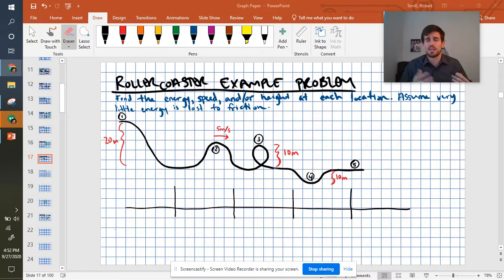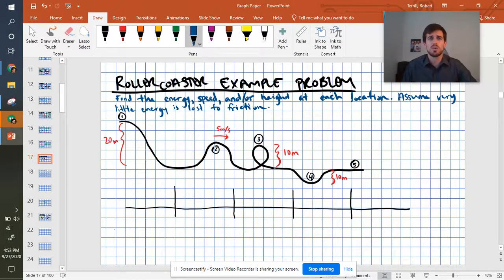So with that done, I can now start looking at the types of energy. I have changes in height here, and we can assume that we're also going to have changes in speed. Changes of height mean gravitational potential energy. Changes of speed mean kinetic energy. So I'm going to have those two types. There's no springs, so I'm not going to do anything with springs. And it says to assume that very little energy is lost to friction. I'm also going to leave thermal energy out. I'm just going to look at gravitational and kinetic energy.